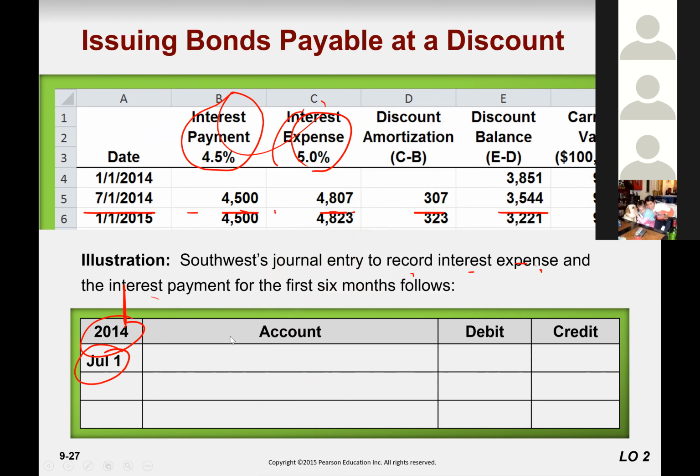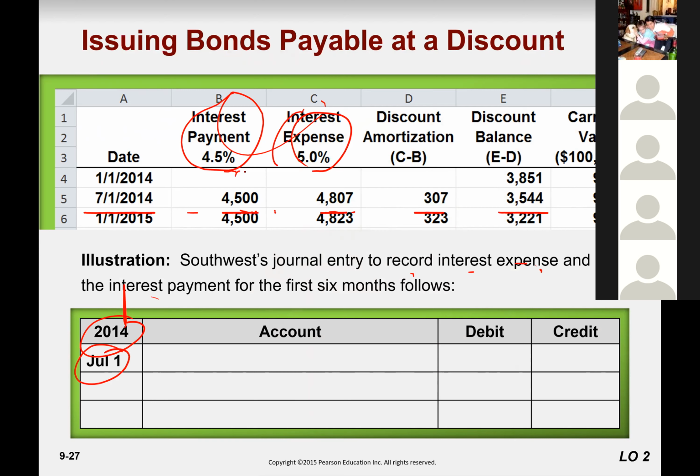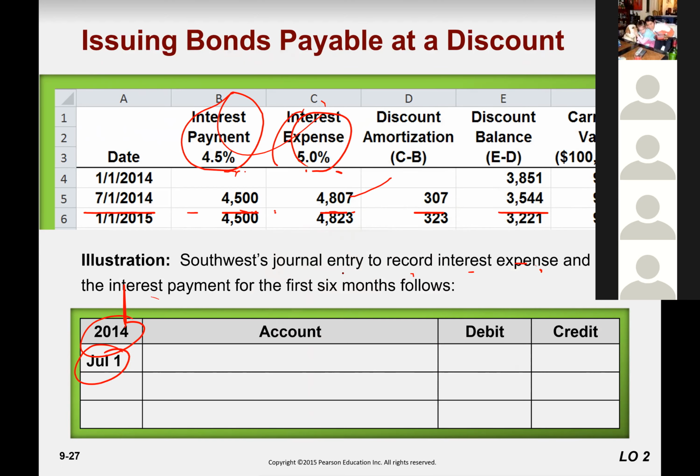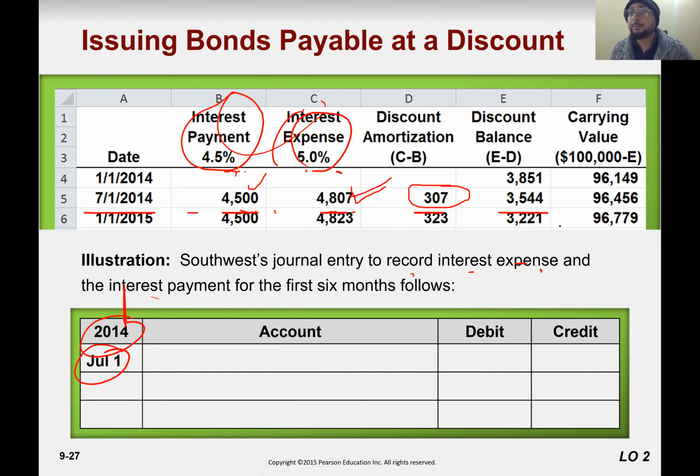Well done, interest payment. So the company will pay in cash 4,500, right? So that is the cash paid. So what is the interest expense? The expense is 4,807. The cash payment is 4,500. The difference of 307 is the decrease in discount, right? It means the discount is decreasing. So remember, discount is an expense. Expense increase, debit. Expense decrease, credit.